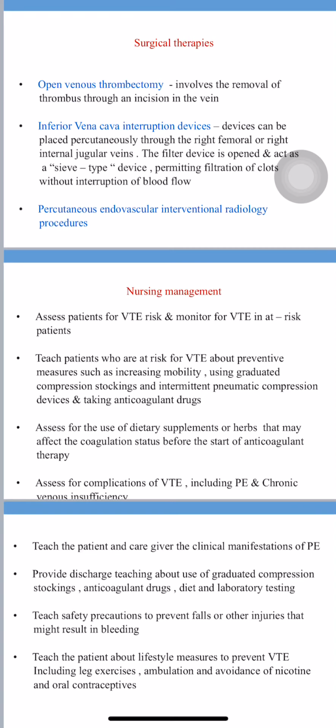Next, assess the use of dietary supplements or herbs that may affect coagulation status before starting anticoagulant therapy. Also tell the patient to avoid excessive amounts of vitamin E and alcohol, and encourage proper hydration in order to prevent additional hypercoagulability of blood.